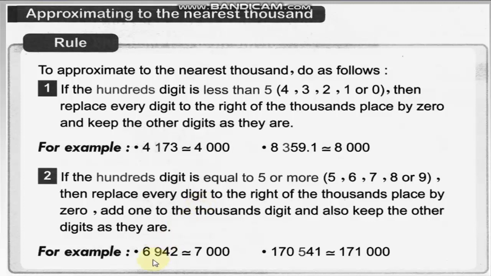For example, 6,942. The thousandth here is 6 and hundredths is 9. 9 is greater than 5. So first step, replace all the digits to the right of the thousandths with zeros. We replace 942 by 3 zeros and add 1 to 6. 6 became number 7. So 6,942 approximated to the nearest thousandths is 7 thousandths.